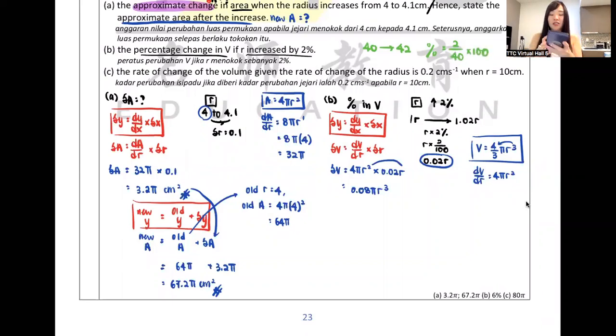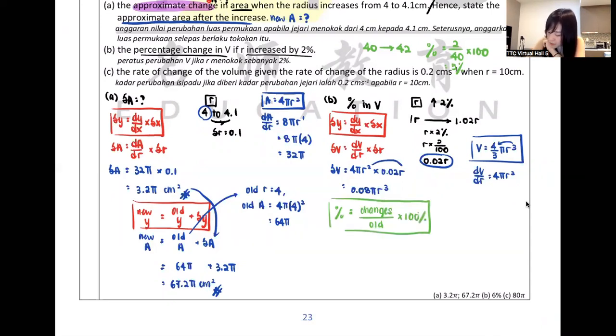You guys must be thinking, teacher, when did I learn it? I don't know. I think primary school, my dear. Always take the change, divide by original, times 100. Then you guys will know. It's 5%. So percentage, I hope you guys remember, percentage is always the change over the old one times 100%. I hope all of you guys will remember it after today.